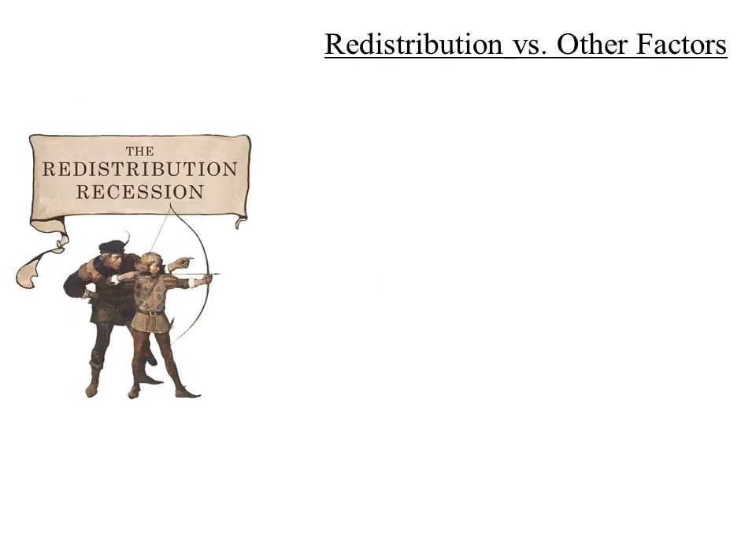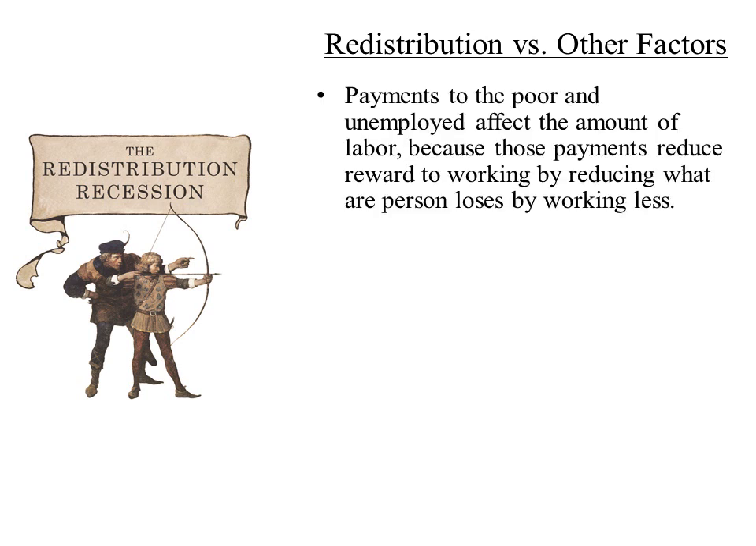Instead of distinguishing between age and non-age factors, let's distinguish between redistribution and all other factors affecting the labor market. Payments to the poor and unemployed affect the amount of labor because those payments reduce the reward to working by reducing what a person loses when he works less. Minimum wages are another instrument of redistribution that potentially affects the amount of employment, but for simplicity I will not discuss minimum wages while going through these slides.